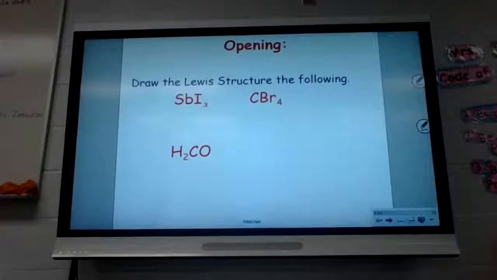Now, this is only part of our quiz for tomorrow. This is the first part, being able to draw the Lewis structures. The next two parts we're learning today.